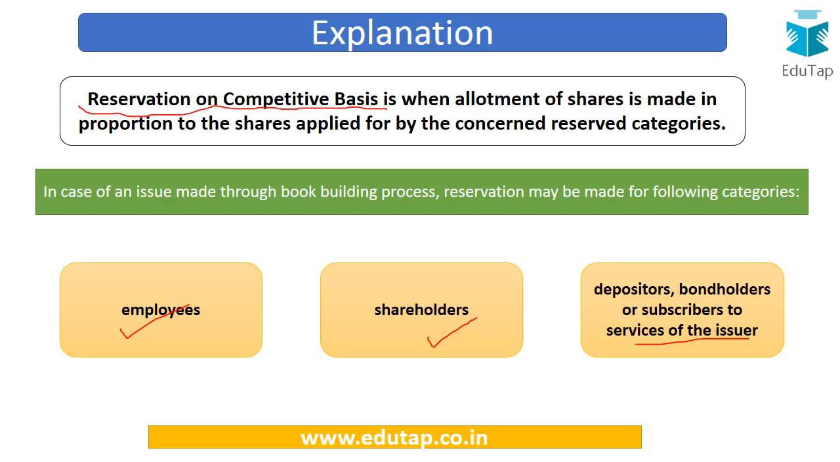It means that allotment of shares is made in proportion to the shares applied for by the concerned reserved category. So if the shares which the employees applied for were 1000 shares, but the actual number of shares being issued by the company was only 800, they are going to be allotted shares on a proportionate basis, and this is known as a reservation on competitive basis.